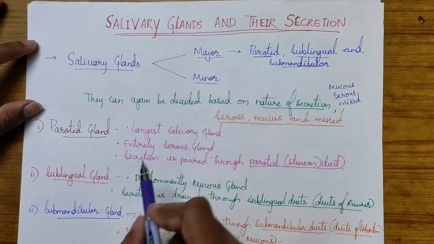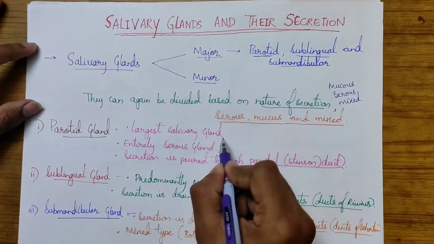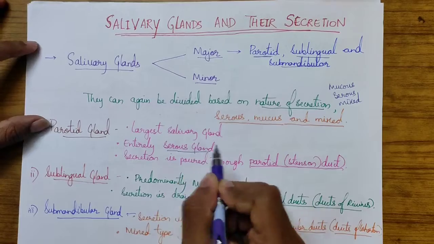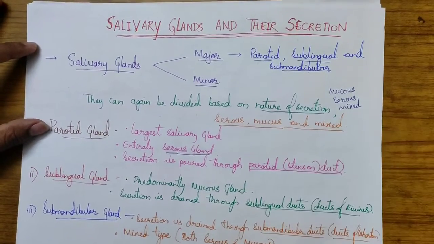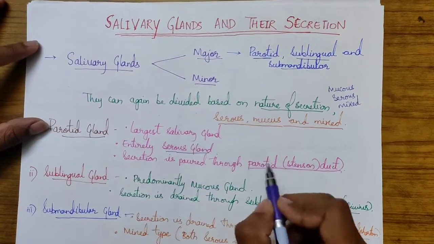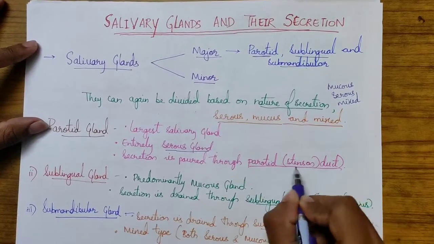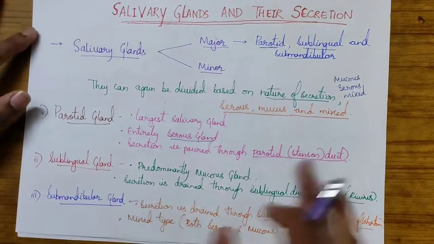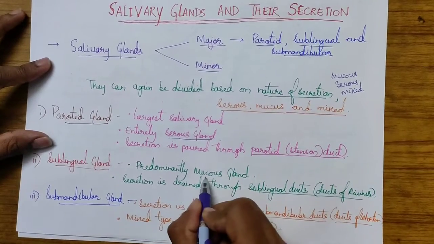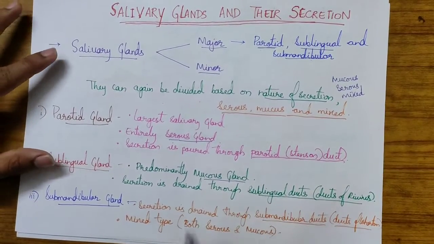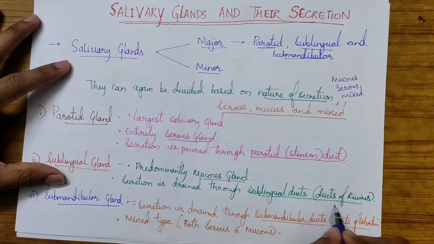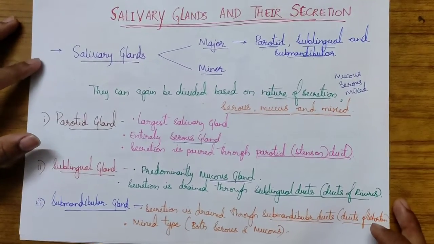The parotid gland is the largest salivary gland and it is entirely a serous gland. It does not produce mucus secretion. This secretion is poured through the parotid or Stenson duct into the mouth. The next one is the sublingual gland. It is a predominantly mucus gland. Its secretion is drained into the mouth through the sublingual ducts, also called the ducts of Rivinus.